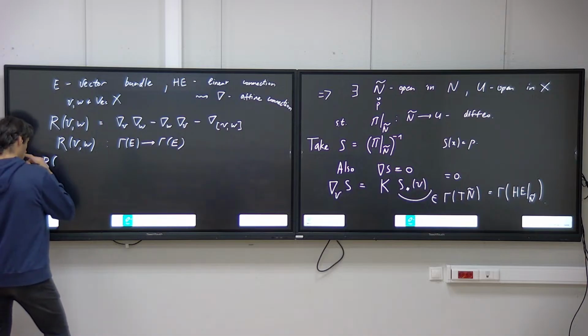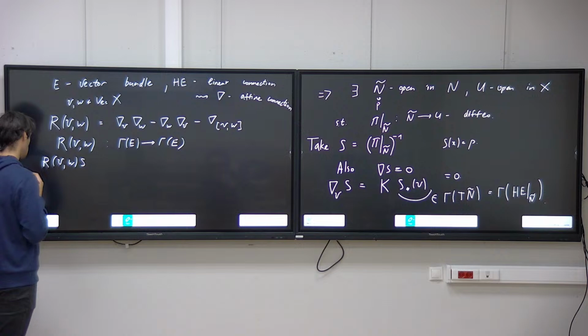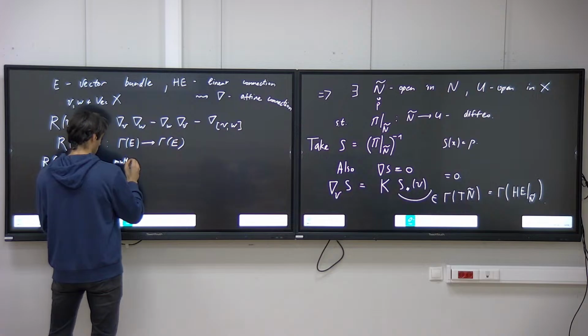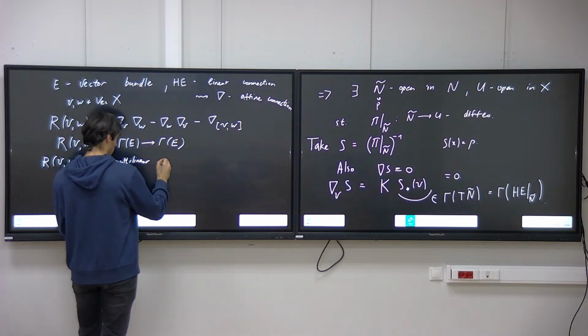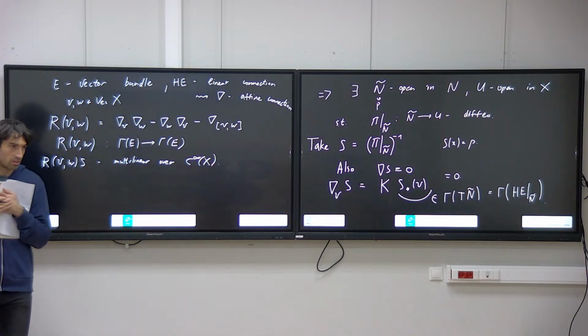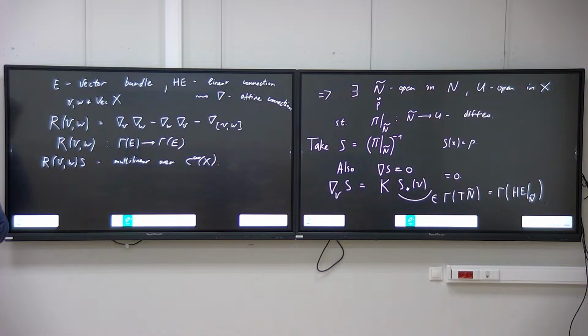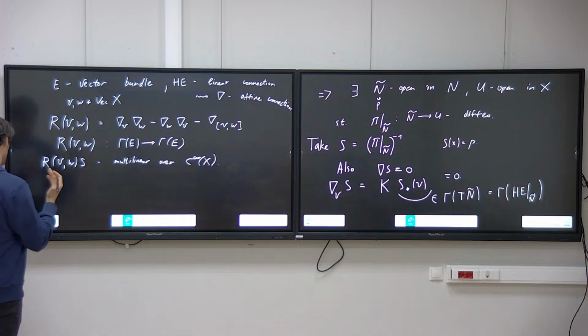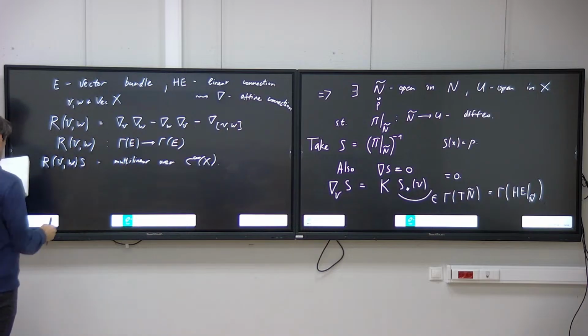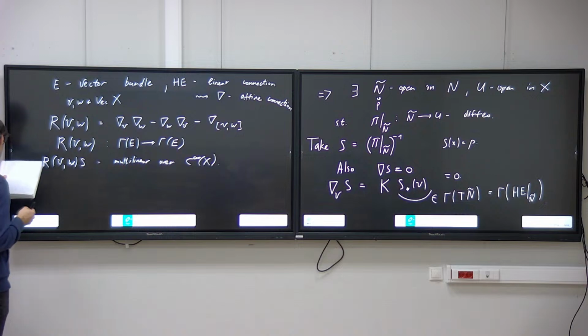So this will be important. For V, W, and S, this is multilinear over C infinity of X. So this is a tensor in this sense. All right, so this is maybe a more familiar notion of curvature for some of you.